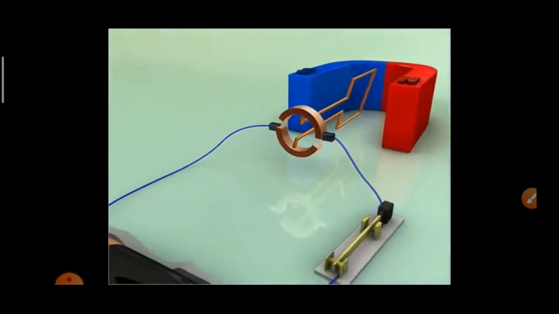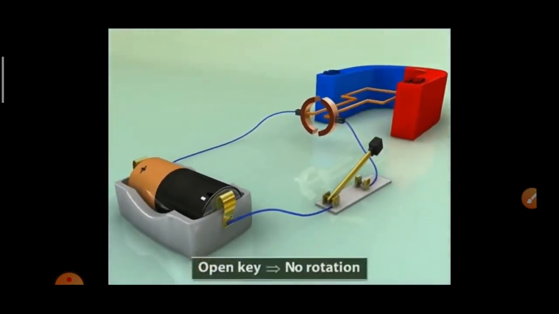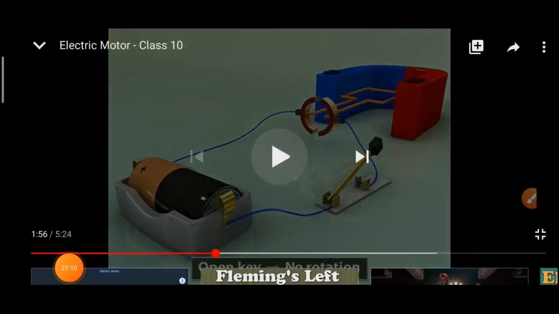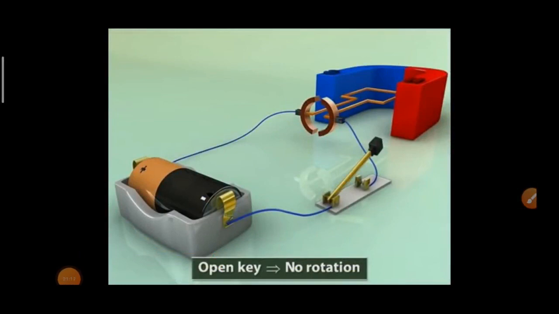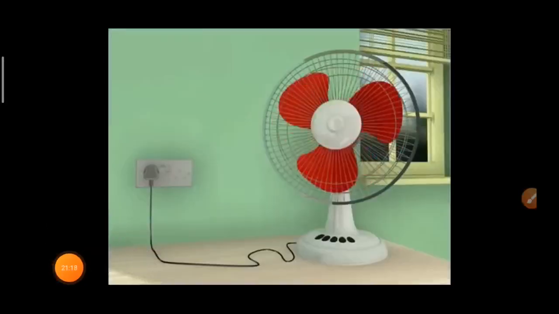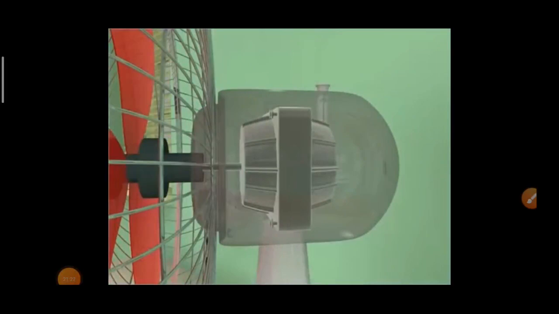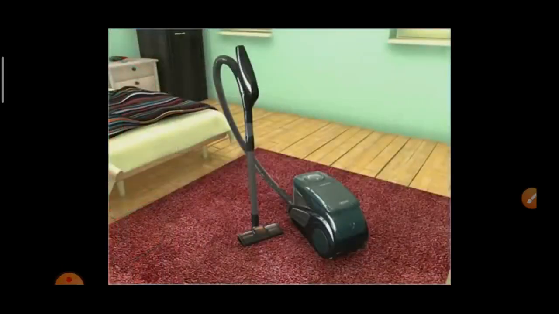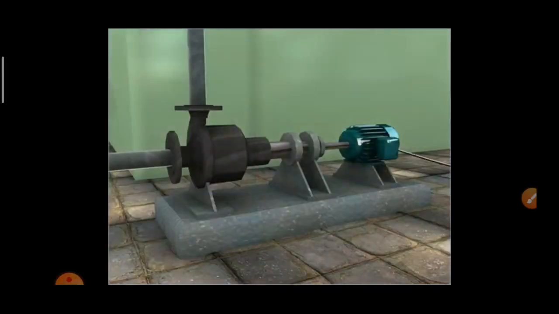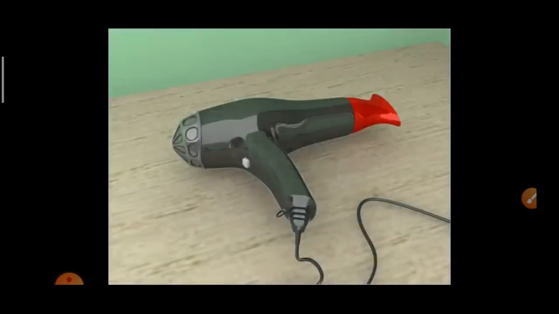So how is this actually happening? We will study. You should also know that if the key is open, it means there is no current, then there will be no force, so there will be no rotation. Electric motor functions in many devices like electric fans, vacuum cleaner, or any drill machine. So there are various devices in which a motor is used.